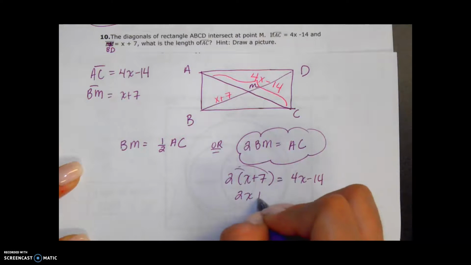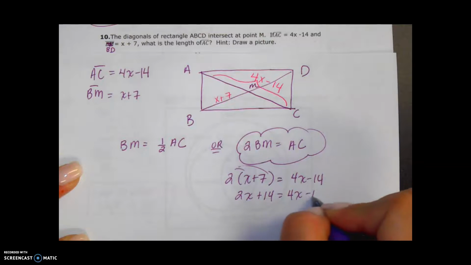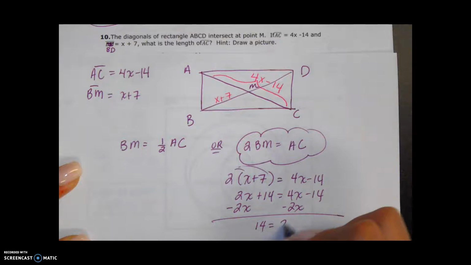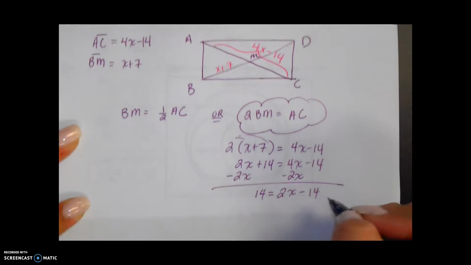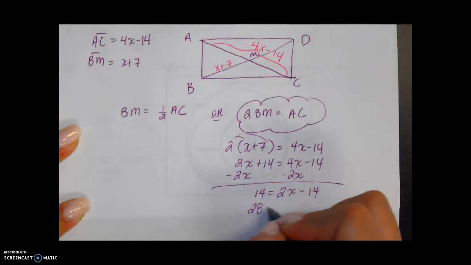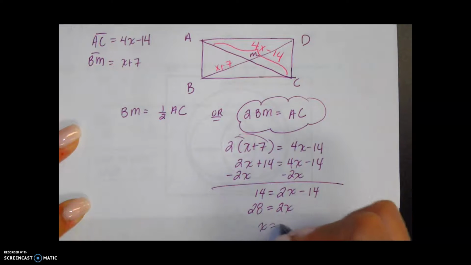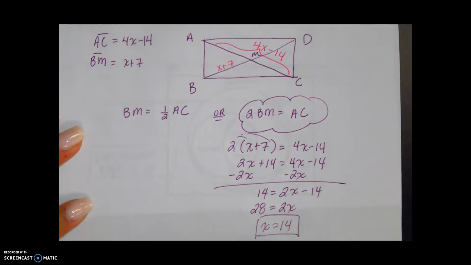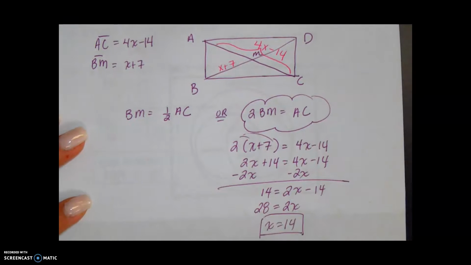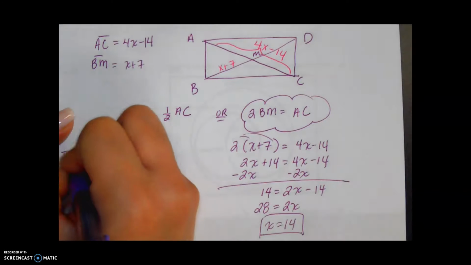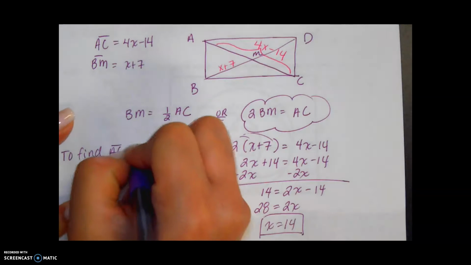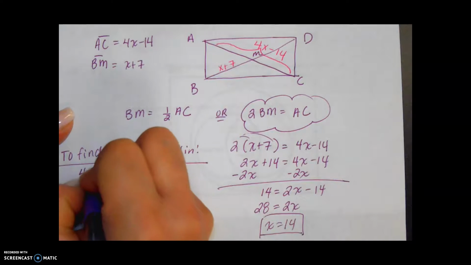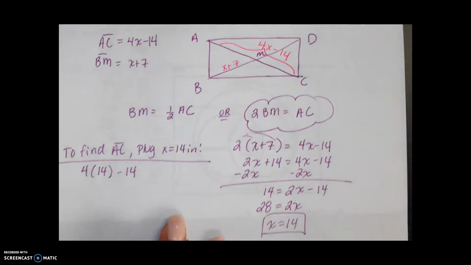Distribute, and you get 2x plus 14 equals 4x minus 14. Subtract the 2x, and I get 14 equals 2x minus 14. All right, simplify, and you should get 28 equals 2x. X is equal to 14. So x equals 14. It wants me to find the length of AC. So I'm going to plug that 14 back into here to find AC. Plug x equals 14 in. 4 times 14 minus 14.